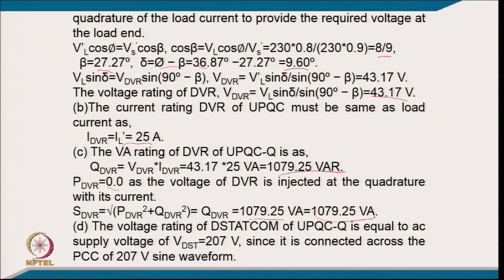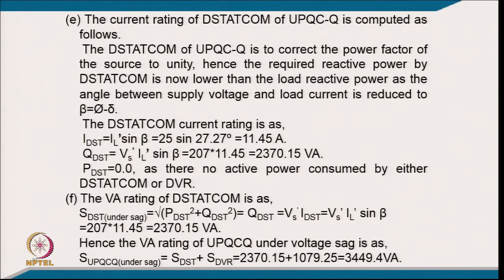So, that is the VA rating, and the voltage rating of the D-STATCOM of the UPQC equals the AC voltage, that is 207, because it is connected on the grid side. Since it is connected across the PCC, it is a 207 sine wave, and the current rating of the UPQC is computed as follows. The UPQC corrects the power factor of the source to unity, hence the required reactive power of the D-STATCOM is now lower than the load reactive power, as the angle of load current, that is beta, equals phi minus delta.